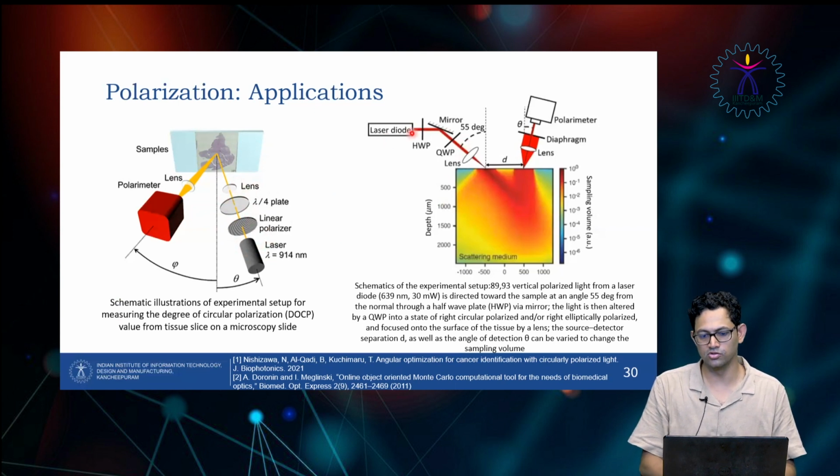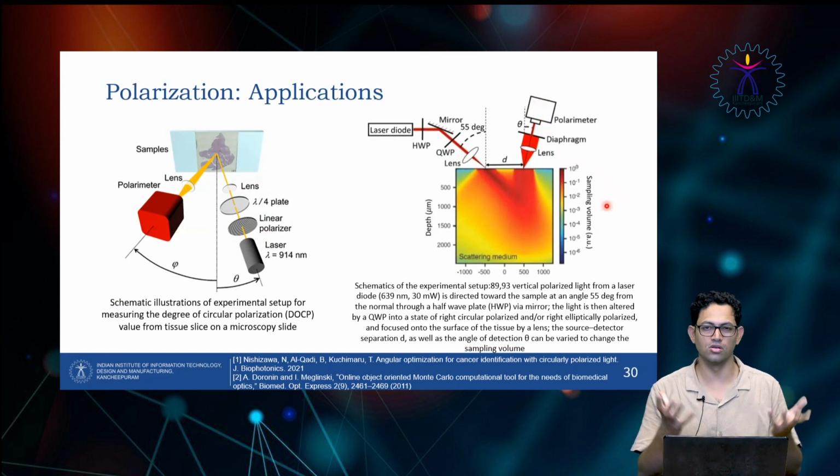And again, what he is doing is shining a laser on a mirror, and then you have a quarter wave plate, and then a lens to focus at a particular area, and then the light diffuses through this tissue, and then it gets gathered through a lens, through a diaphragm to a polarimeter again. Then you quantify the degree of polarization to know how much is the loss of polarization, and whether we can differentiate normal from cancer.